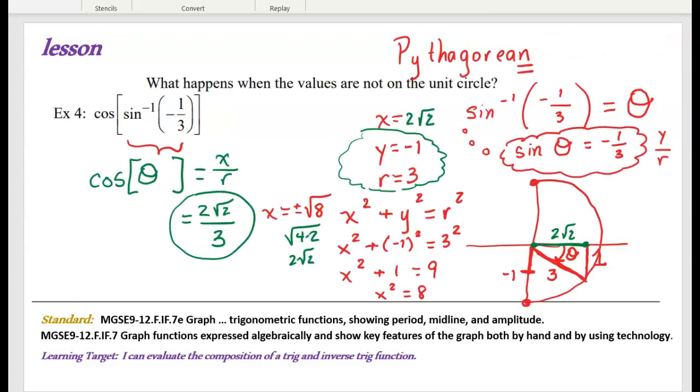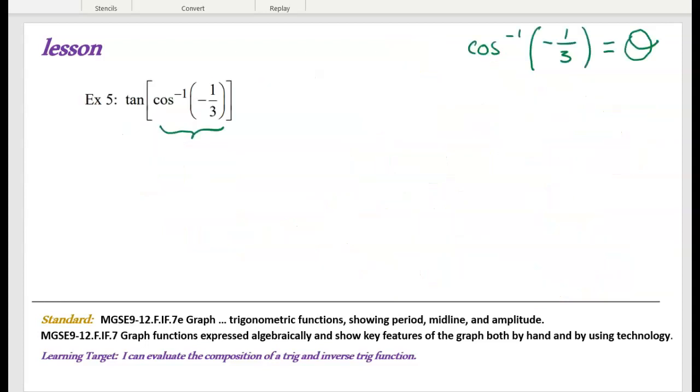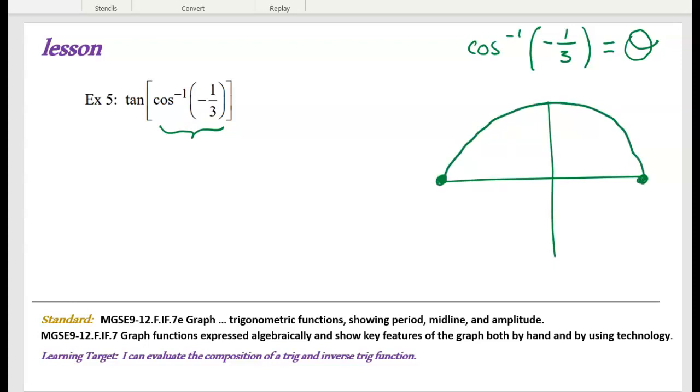This was intentional. Our last example was sine inverse, which lives in the first or fourth quadrant. This example is cosine inverse. Now cosine inverse lives in the first or fourth quadrant. Now once again, if you go back and look at example 4, we never found the value of theta. We just know where theta lives. That's really all that matters in this problem.